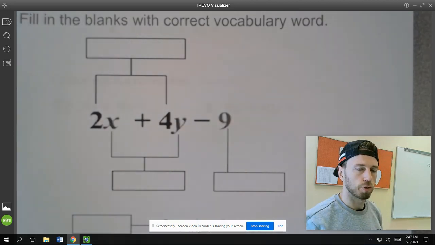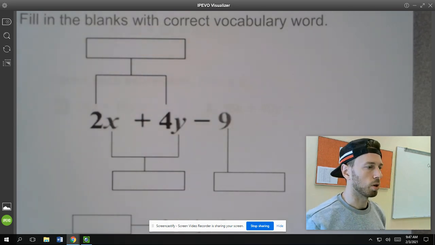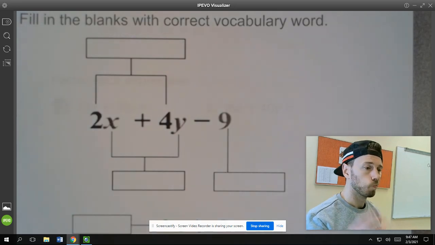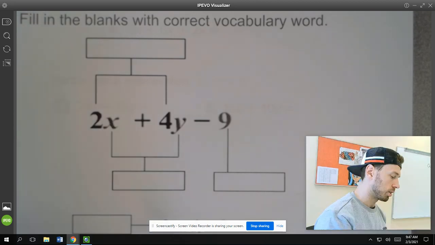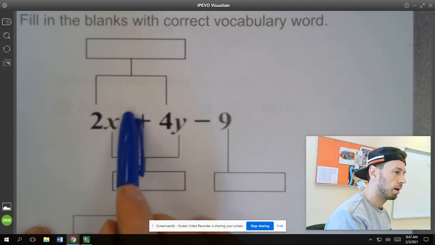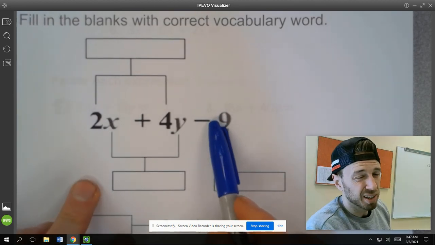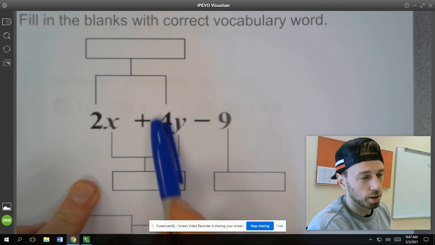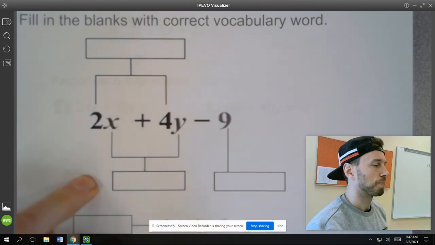So, answer a few questions for me here. Just kind of out loud to yourself here. How many terms are in this expression? The answer to that, 3. Remember, terms are anything separated by addition or subtraction. So we've got a 2x, we've got a 4y, and we've got a negative 9. We call that a negative 9 because any sign we use goes with the term that it's in front of, right? So 2x, a plus 4y, and a negative 9.